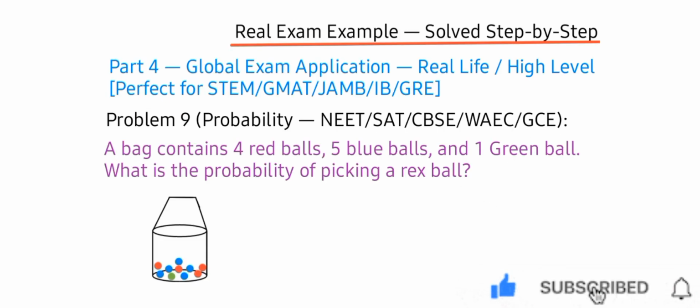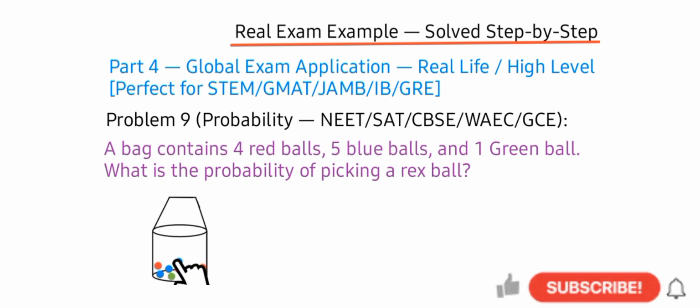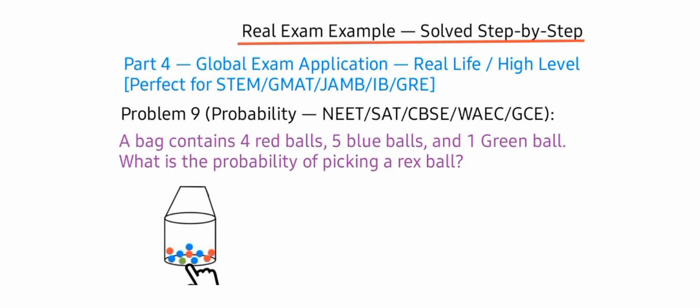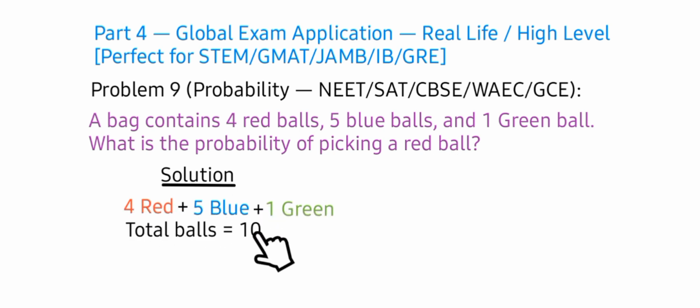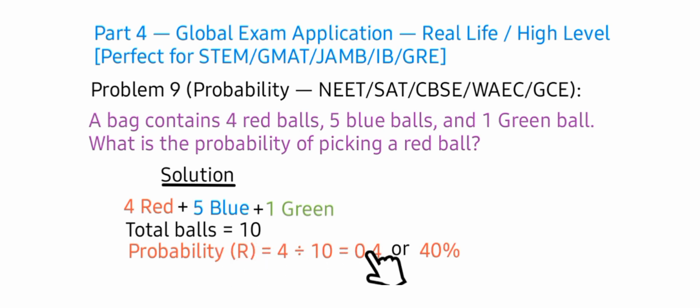Part 4 is for global exam application. Challenge 9 has to do with probability. A bag contains 4 red balls, 5 blue balls, and 1 green ball. What is the probability of picking a red ball? Total balls will be 4 plus 5 plus 1, 10 balls. So the probability of picking a red ball will be equal 4 divided by 10, 0.4 or 40%.